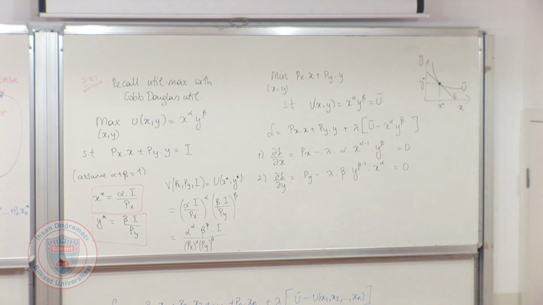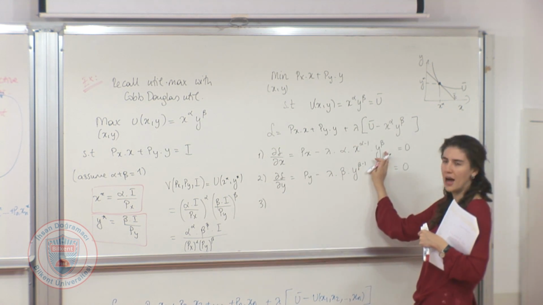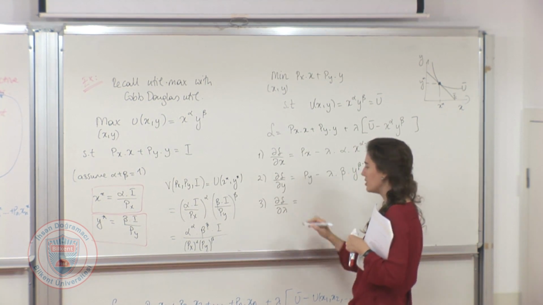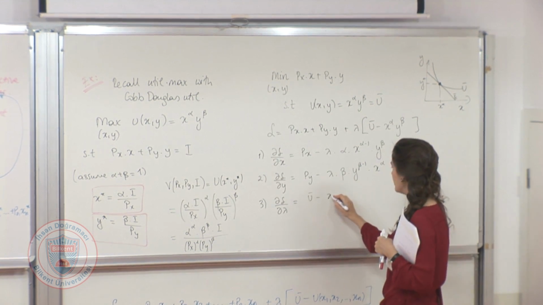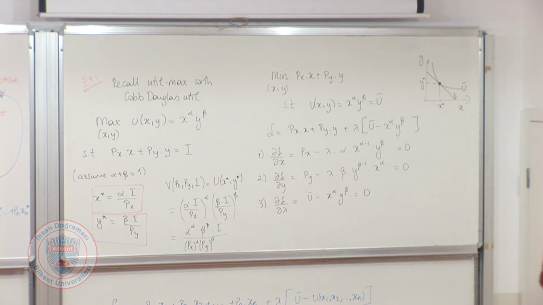This is a very common mistake: when you take these derivatives, you always forget. When you take the derivative with respect to y, you forget x. When you take the derivative with respect to x, you forget y. So make sure you take the derivatives properly. And then the last one is the partial derivative with respect to lambda, which is nothing but your constraint: x to the power alpha, y to the power beta equals u bar.